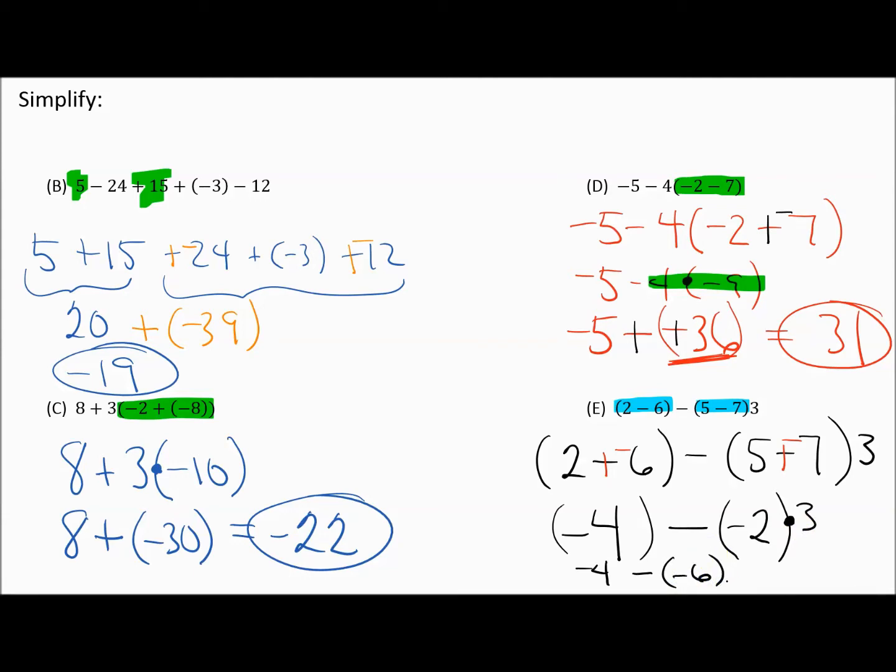But to subtract, I'm supposed to keep change. So I keep my negative 4. I change subtraction to addition. I change that negative 6 to a positive 6. And I can write this problem up. So these are opposite, right? So I subtract. 6 minus 4 is 2. The bigger one is a positive 6. So positive 2 is my final answer there.